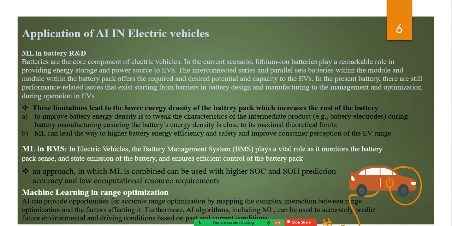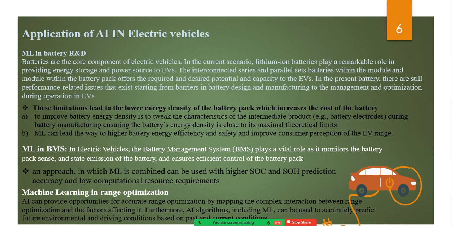During manufacturing, it is important to ensure that the battery's energy density is close to its maximal theoretical limits. The next thing is machine learning in BMS, that is battery management system. The battery management system plays a very vital role because it monitors the battery pack, senses and estimates the state of the battery, and it also ensures the efficient control of the battery pack.